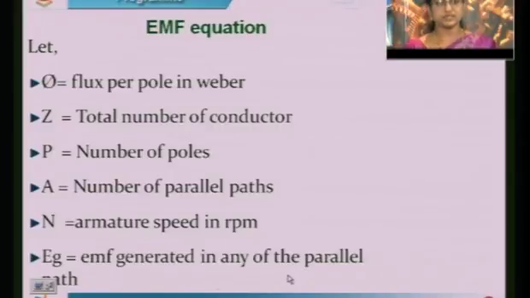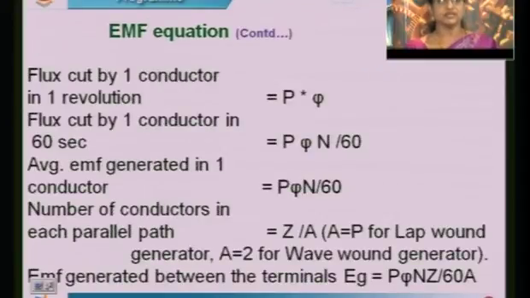When you are considering these symbols, then the EMF equation: see that the flux cut by one conductor in one revolution, that is 0 to 360 degree, is the total number of poles multiplied by flux per pole. So, in one full revolution, the flux cut by one conductor is P into phi, and then the flux cut by one conductor in 60 seconds is P phi N divided by 60.